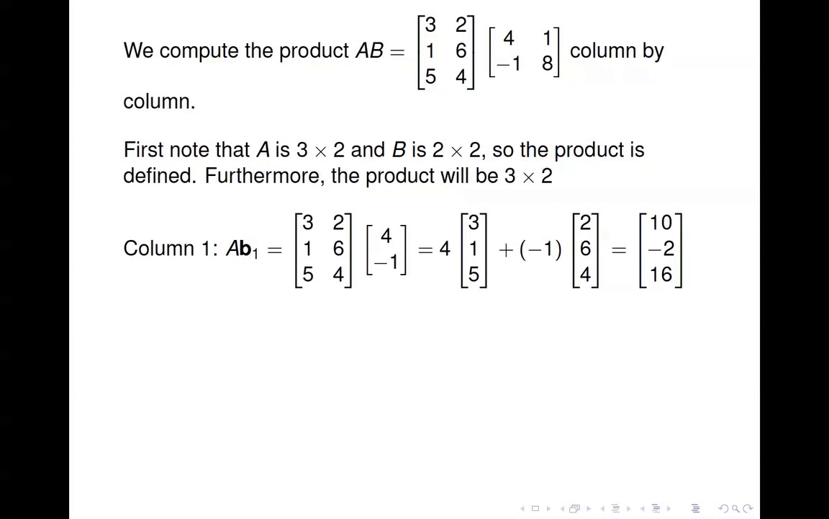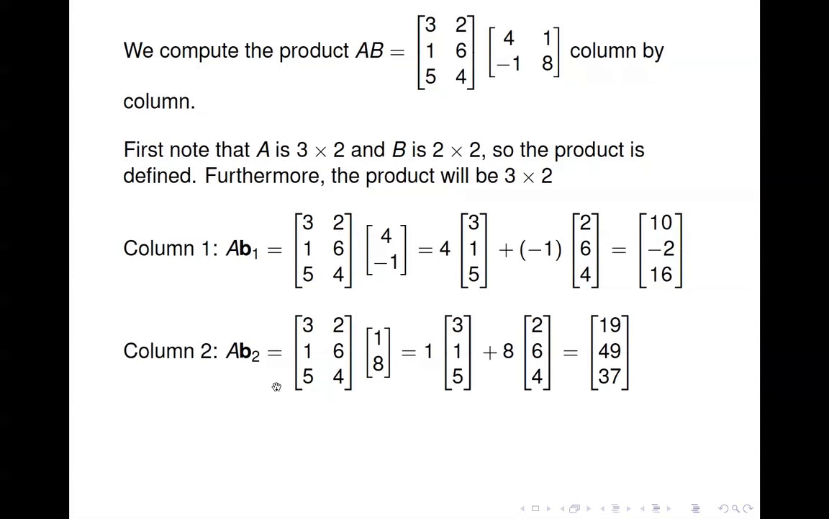All right, to get the first column of the product, it's A times the first column of B. So here's A, first column of B, 4, negative 1, and this is just a linear combination. So 4 times the first column of A minus 1 times the second column. And this is what we get.